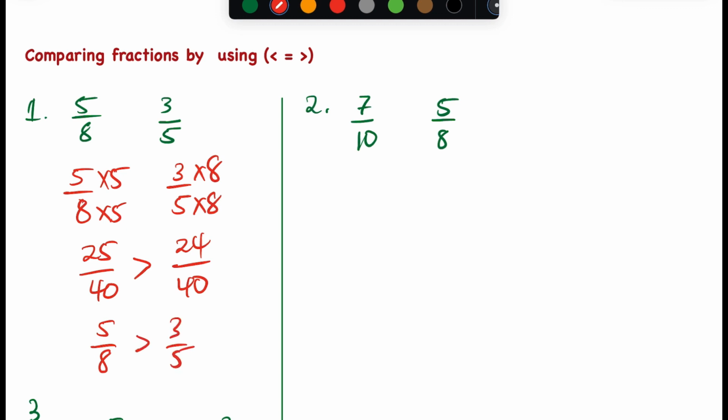Okay, let's go to number 2. Number 2, we're comparing these two fractions, but the denominators are not the same if you're looking there, so we're going to make them the same. We're doing the same thing.